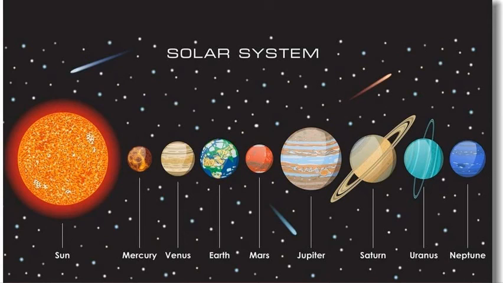Next are the gaseous planets. That's Jupiter. Jupiter is the fifth from the sun. It is the largest planet. Saturn is the sixth from the sun. It has some rings around it. Then comes Uranus. Uranus is the seventh planet. It is huge and icy. Then comes the last planet, Neptune. It is the eighth planet and it is the last planet in the solar system.